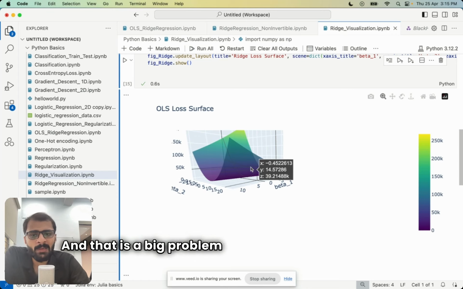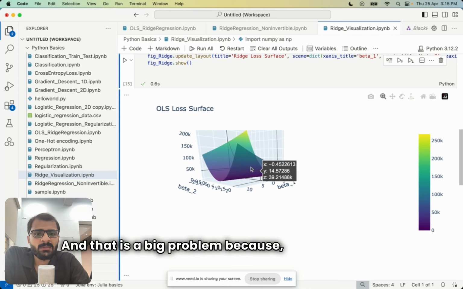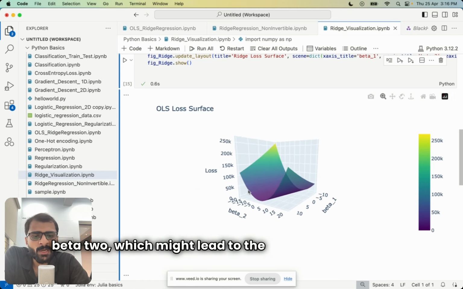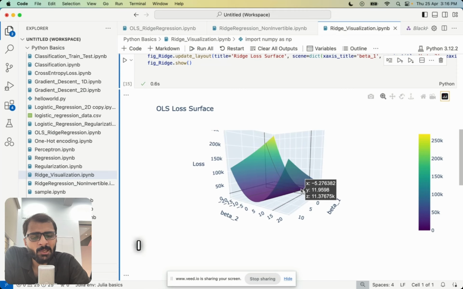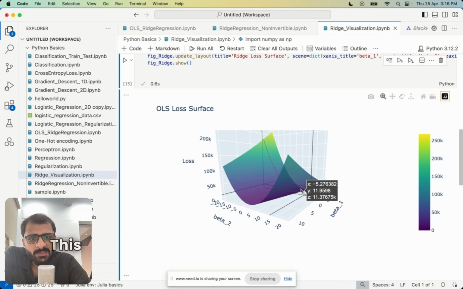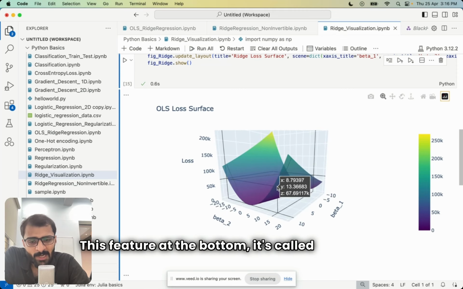And that is a big problem, because it means that there can be a huge number of beta 1 and beta 2 which might lead to the correct answer, right? So observe this loss function carefully. I'll also share this plot with you. This feature at the bottom is called a ridge.